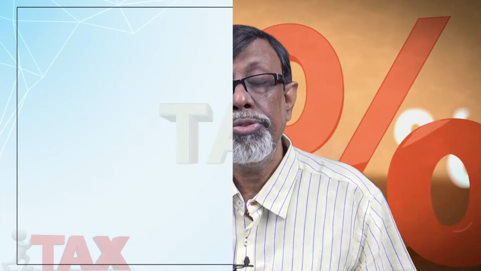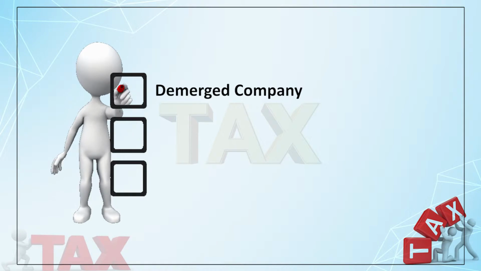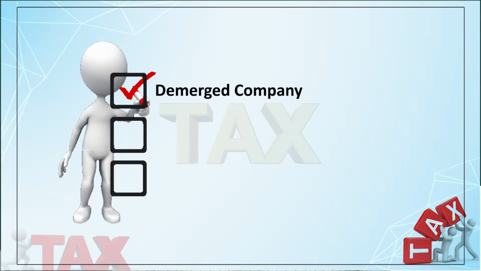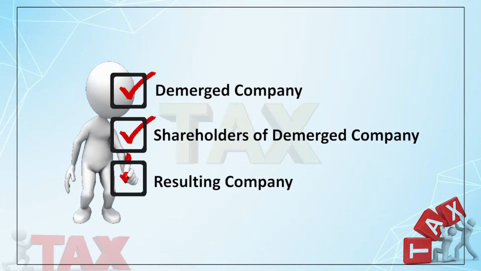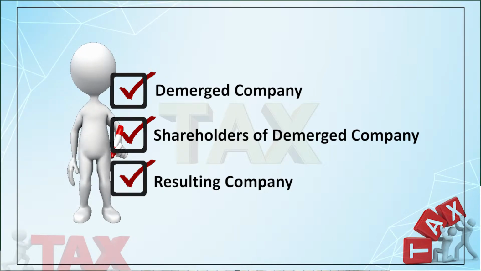The company which is the selling company is called the demerged company. The transferor company is the demerged company, and the transferee company is the resulting company. Now, I think you have already gone through our earlier one, the amalgamation. In the same way, I am going to discuss the tax implication of the demerger from 3 aspects. One, from the point of view of the demerged company or the selling company, from the point of view of the shareholders of the demerged company, and thirdly, from the point of view of the resulting company or the purchasing company. So, let's take the things one by one.